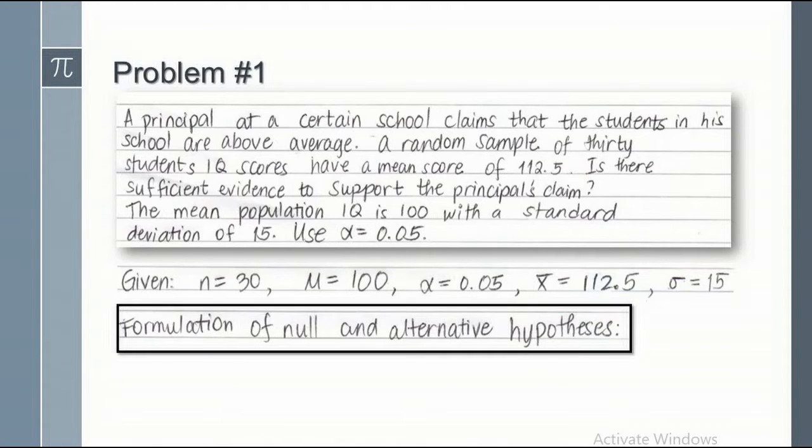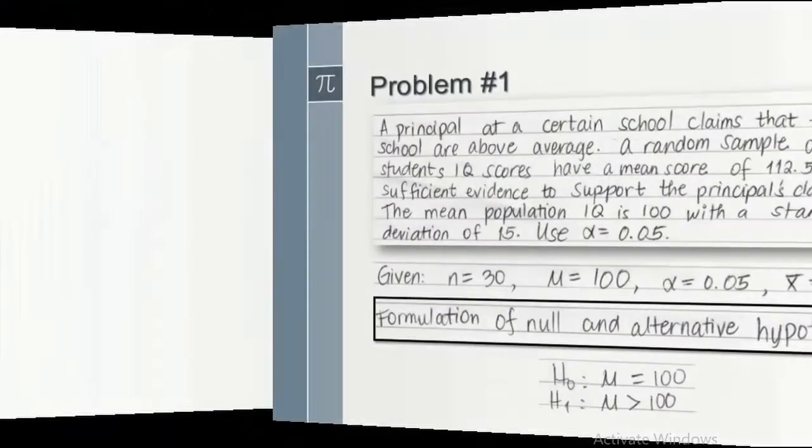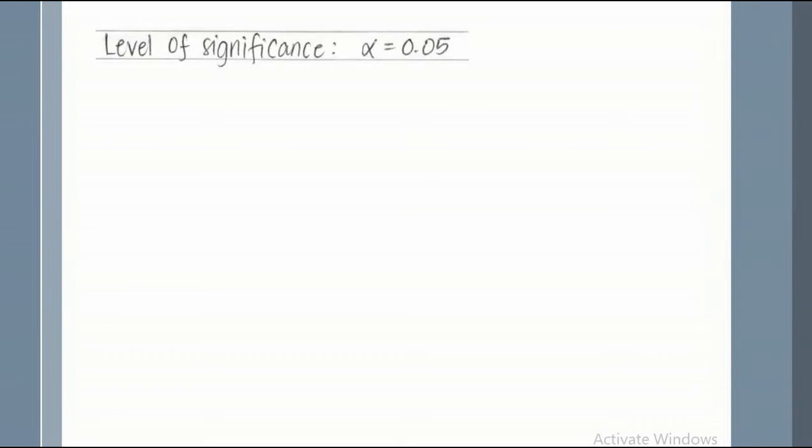Formulation of null and alternative hypothesis. H0: mu is equal to 100. H1 or alternative hypothesis: mu is greater than 100. Level of significance, alpha is equal to 0.05.